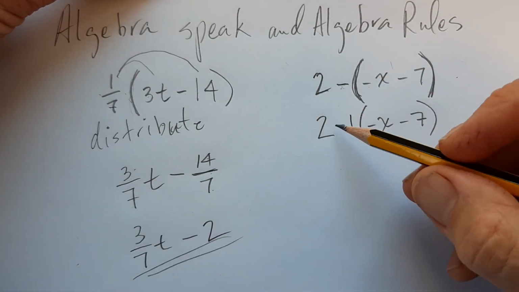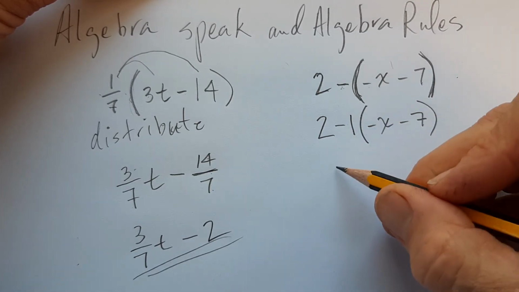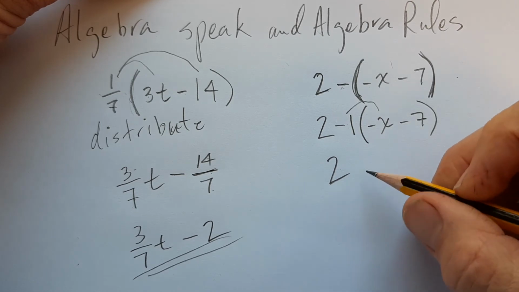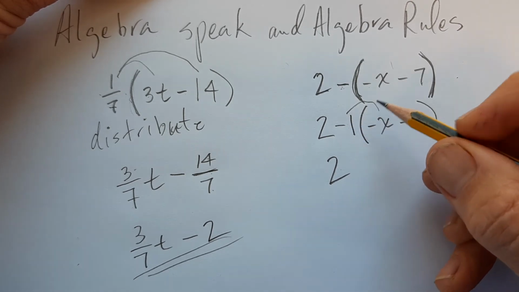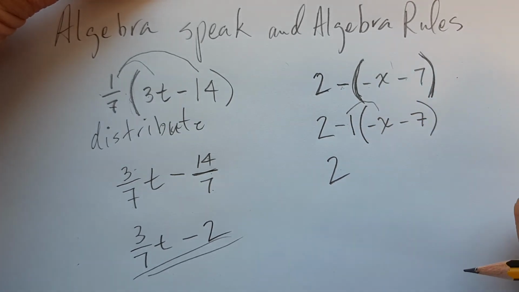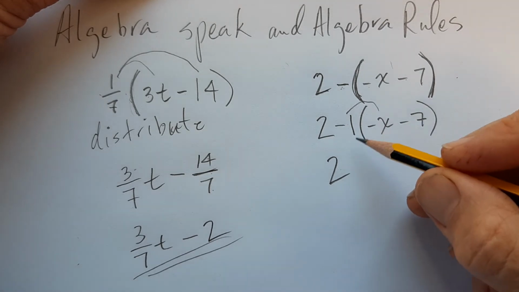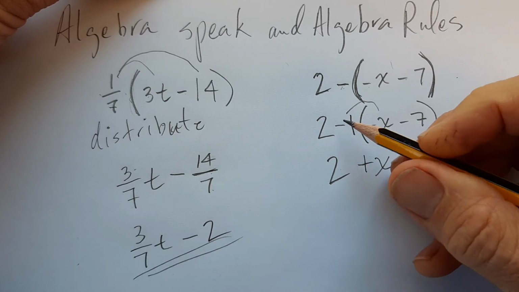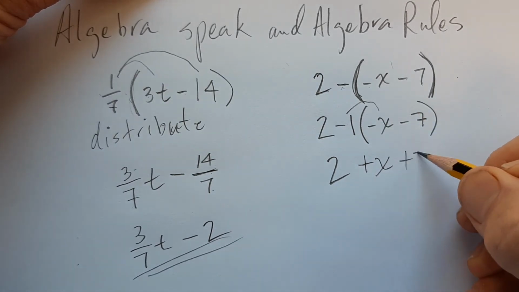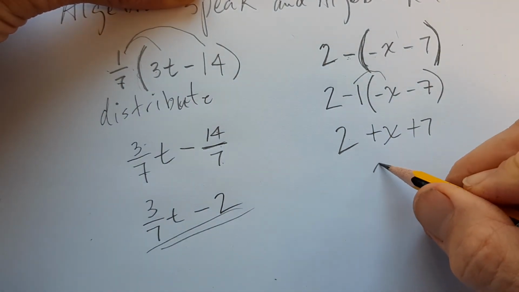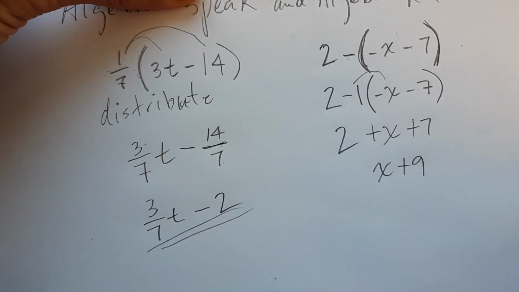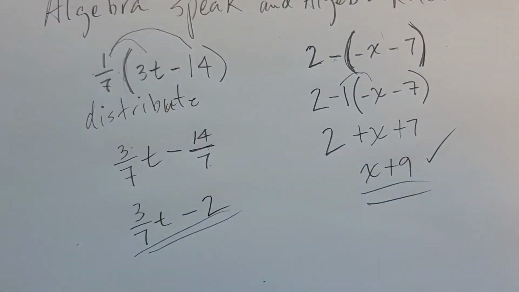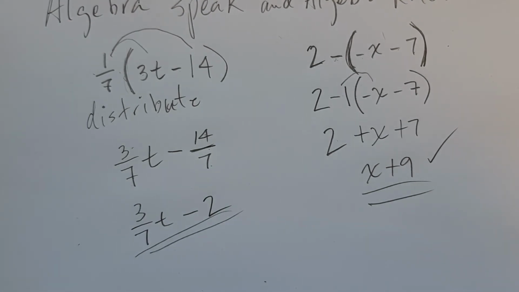All right, so now I distribute this minus 1. So I get 2 minus times a minus. Whenever I multiply by a minus 1, I change the sign of everything I multiply by minus 1. So I got 2 plus x minus 1 times minus 7 plus 7. Simplify one more step. I got x plus 9, or 9 plus x. Okay? All right, a little simple review there.